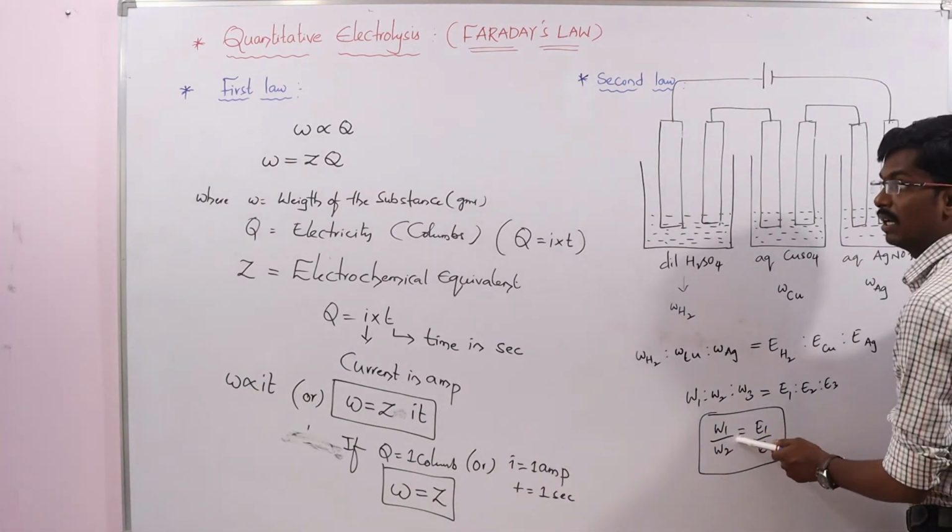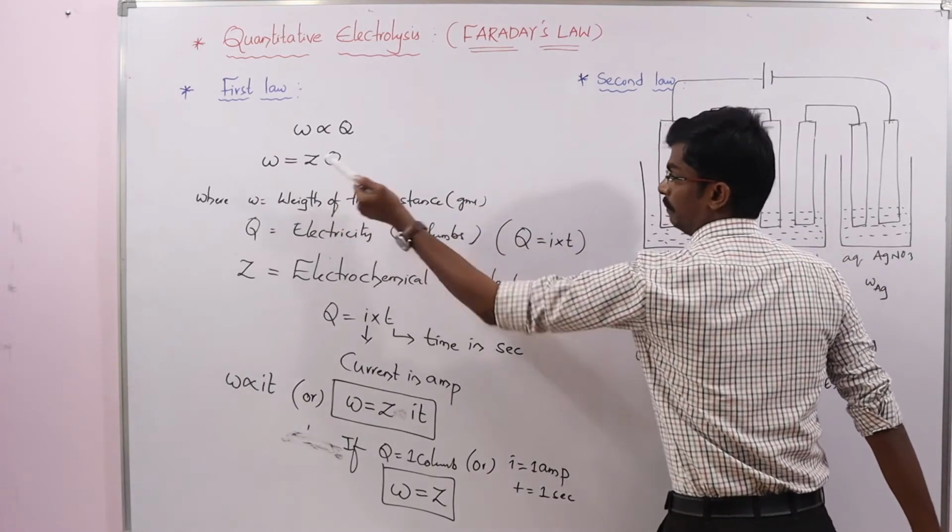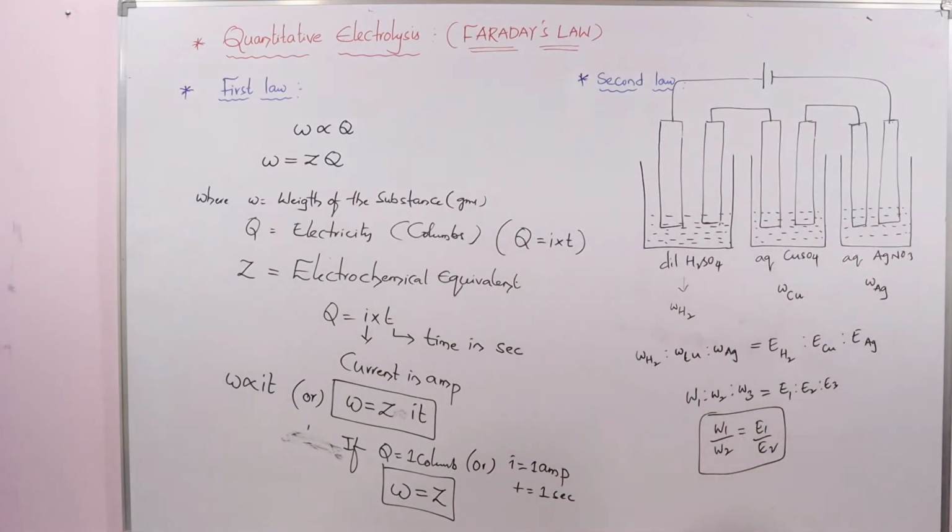From Faraday's first law, W equals ZQ. So here I am writing W1 equals Z1Q, and W2 equals Z2Q. Why are we not taking the same Z and Q? Because we are passing the same amount of electricity. So why are we representing with Z1 and Z2?